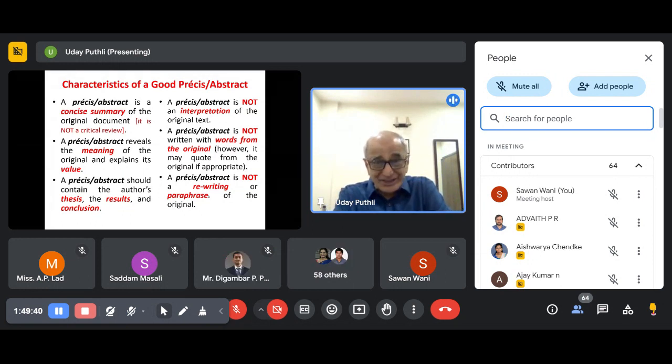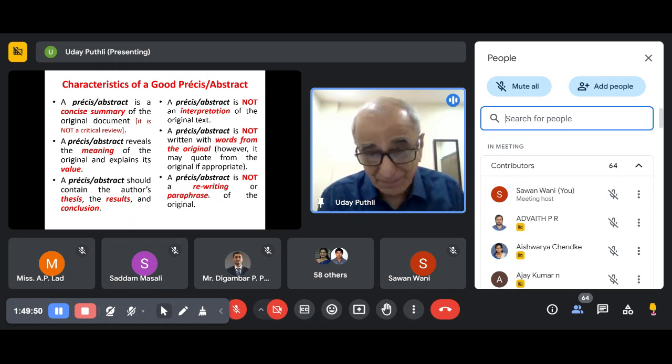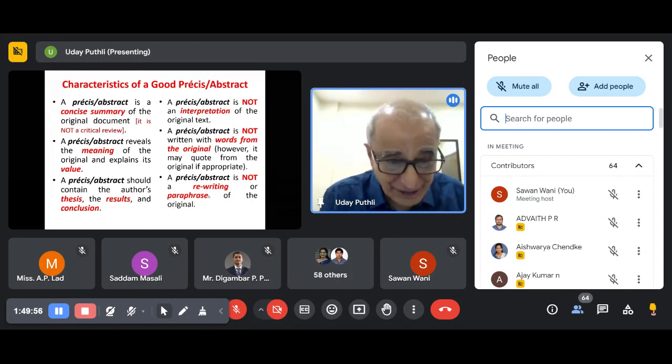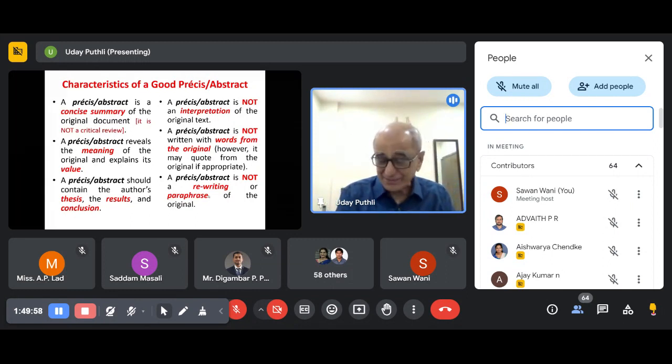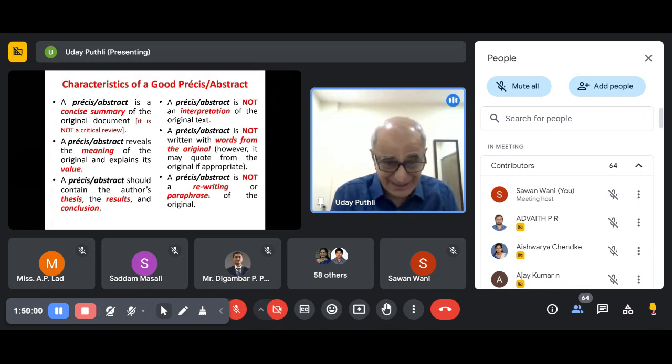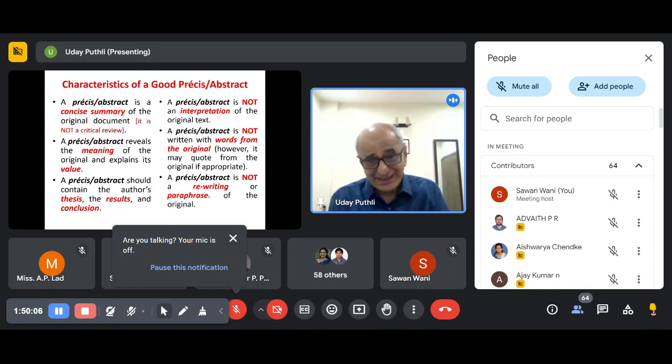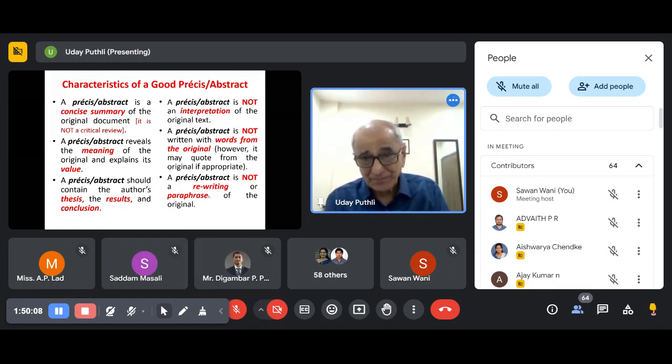Now, what are the characteristics of a good précis or abstract? These are the many characteristics. It's a concise summary. It is not a critical review. Review writing is something completely different. You are not sitting in judgment of that. A précis or abstract reveals the meaning of the original and explains its value. A précis or abstract should contain the author's theses, the results, and conclusion. This is the important thing.